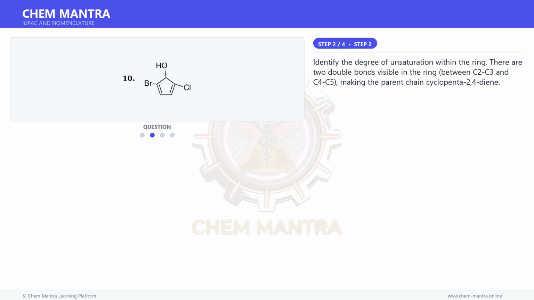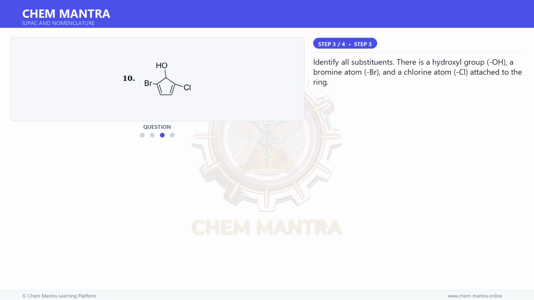Identify the degree of unsaturation within the ring. There are 2 double bonds visible in the ring between C2, C3 and C4, C5, making the parent chain cyclopenta-2,4-diene. Moving on to the next step.